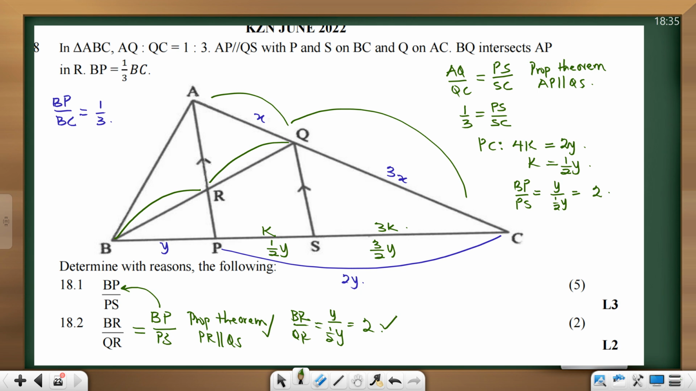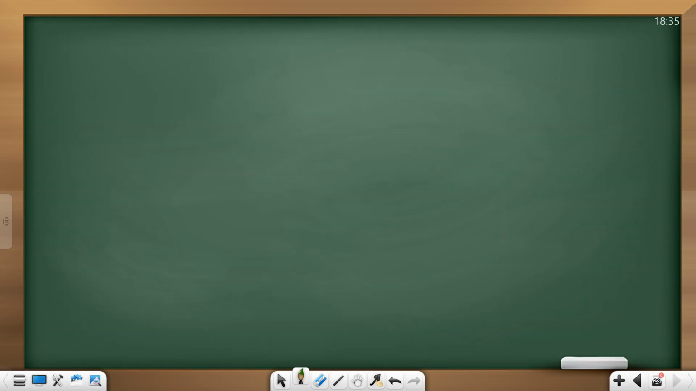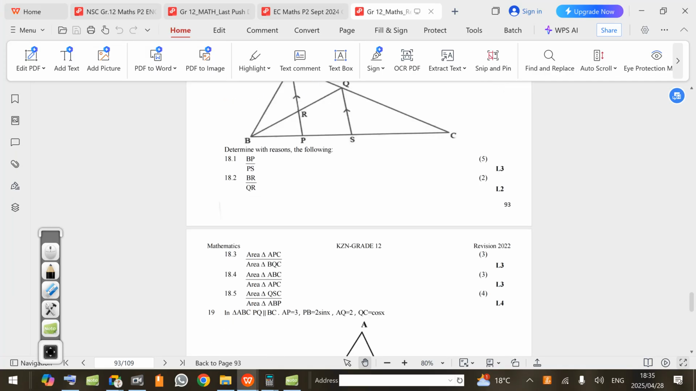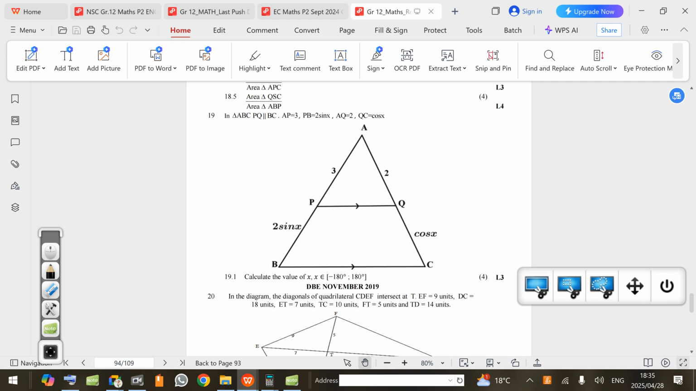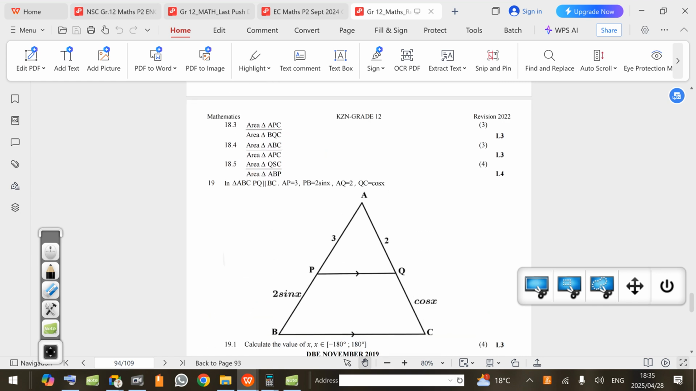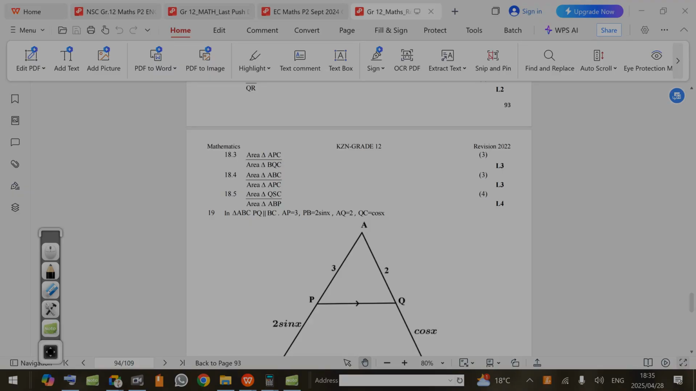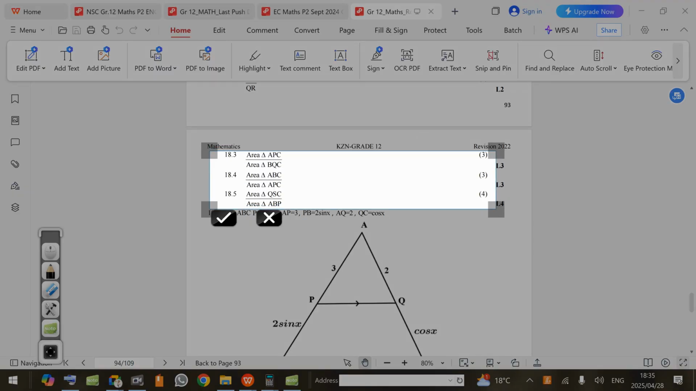All right, everybody? Okay. Now let's quickly look at the areas. We have 3 questions on areas. Look at what the examiner is doing: sine and cos. I don't even know what that question is there, but it's all about ratios. We can try that, just some small 4 marks there. Okay, let's walk through this. 3, 3, 4.